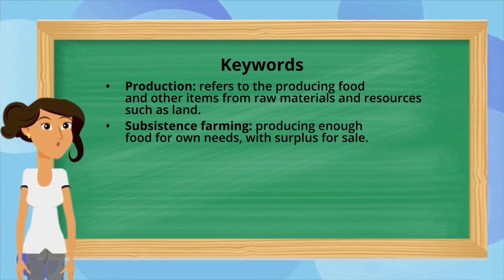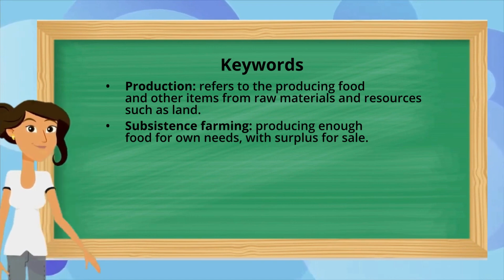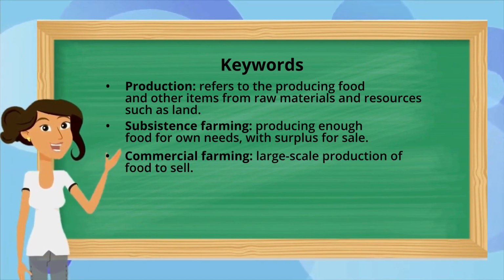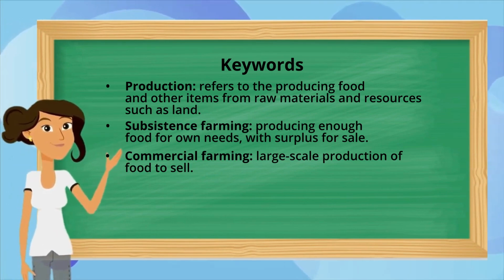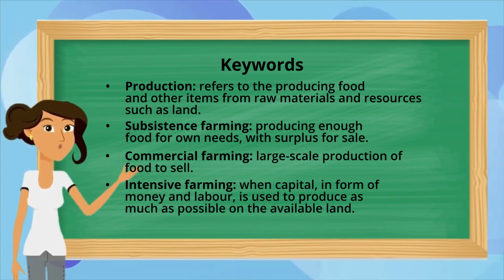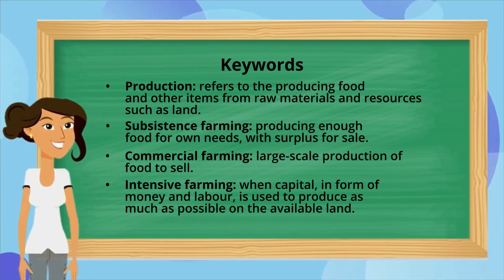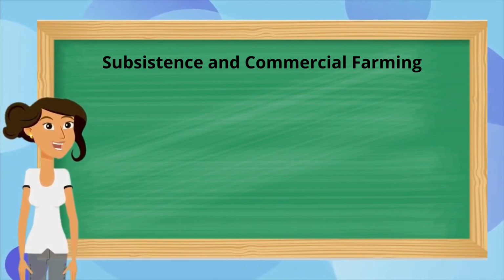Subsistence farming refers to producing enough food for own needs with surplus for sale. Commercial farming refers to large-scale production of food to sell. Intensive farming is when capital in form of money and labor is used to produce as much as possible on the available land. Let's take a look at subsistence and commercial farming.